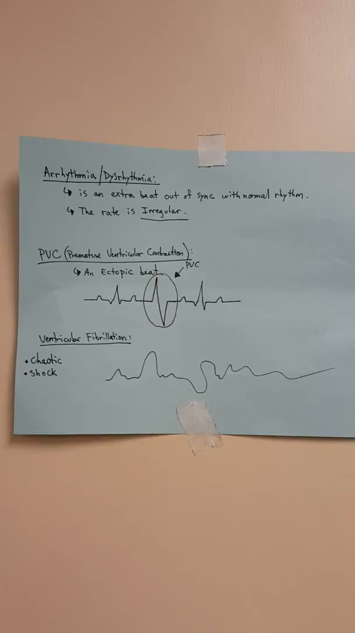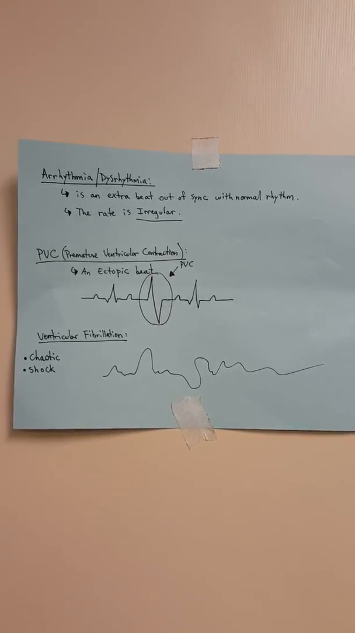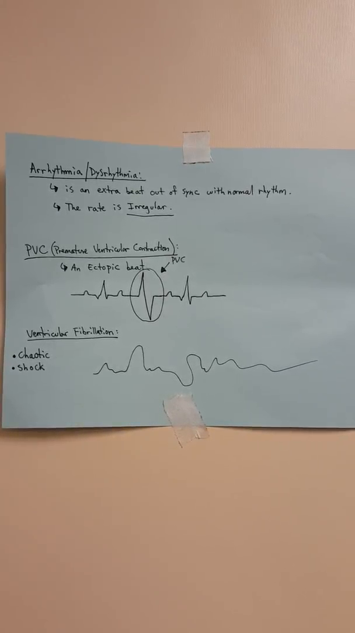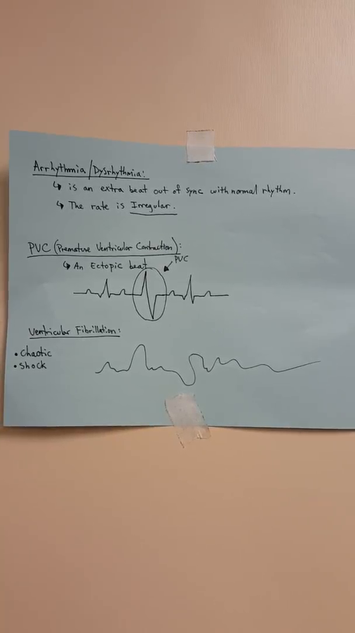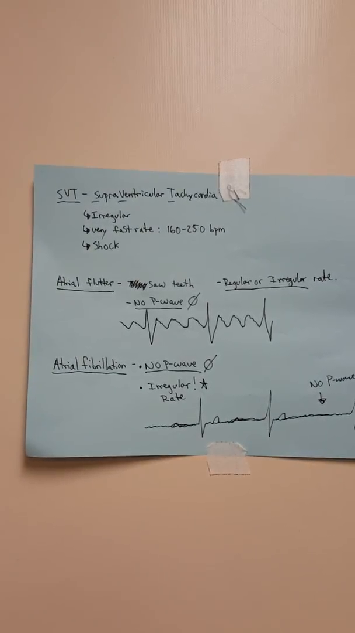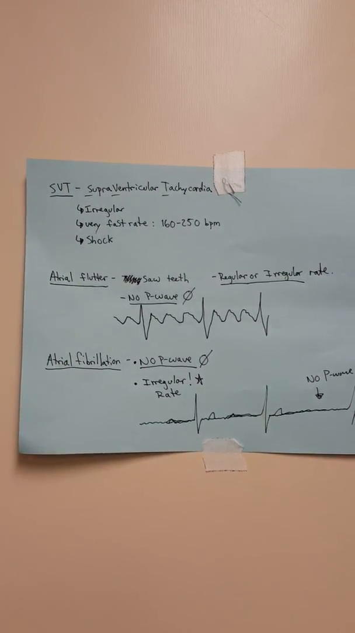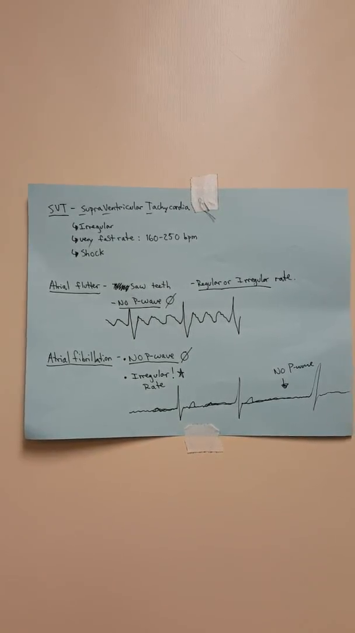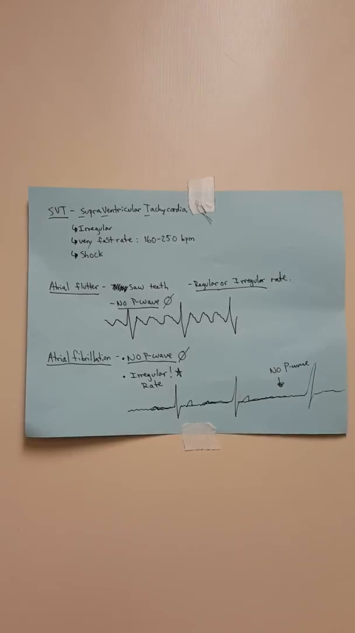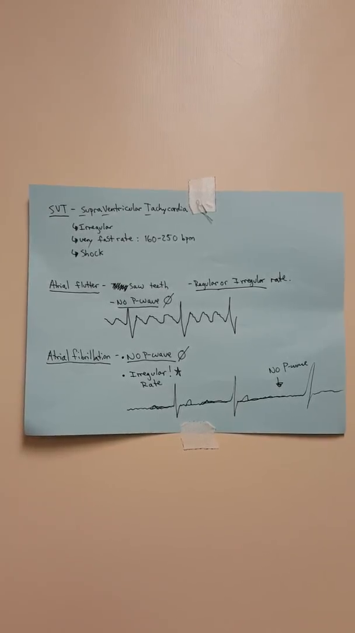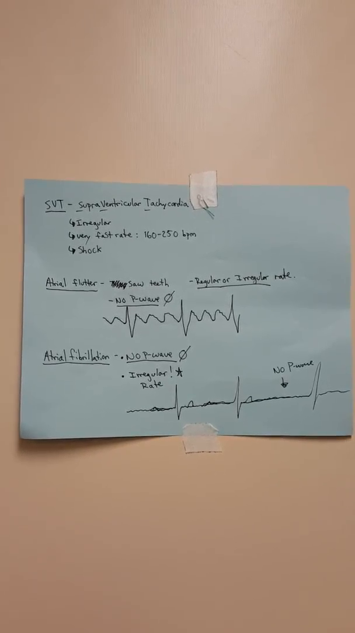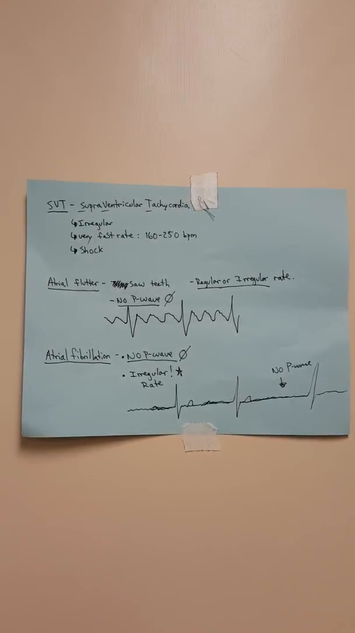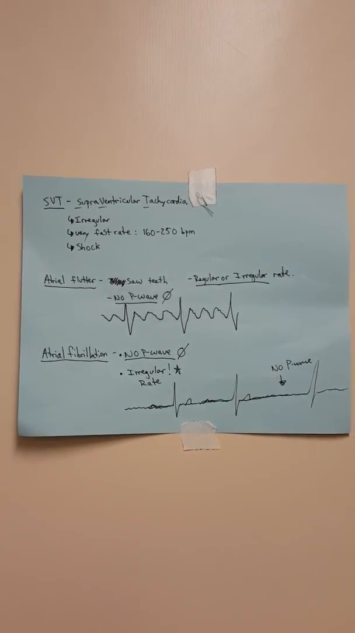Ventricular fibrillation is chaotic and it needs to be shocked. So you can't really read it. There's no P wave. You can't make out a QRS complex. SVT, supraventricular tachycardia. It's irregular. It's a very fast rate and it's dangerous. 160 to 250 beats per minute, and needs to be shocked too, because it can lead to an MI.